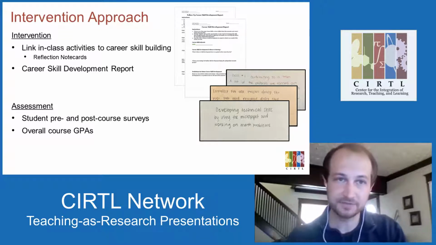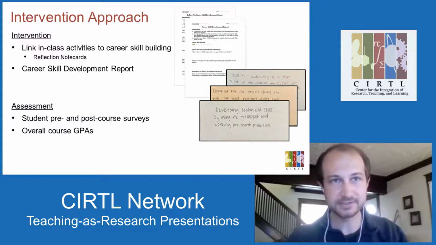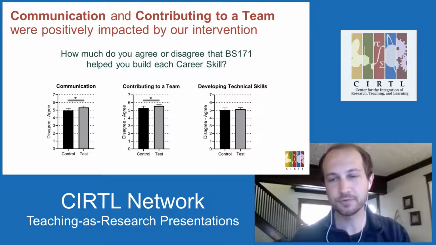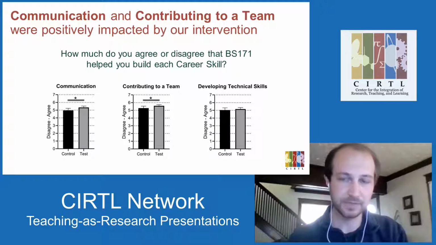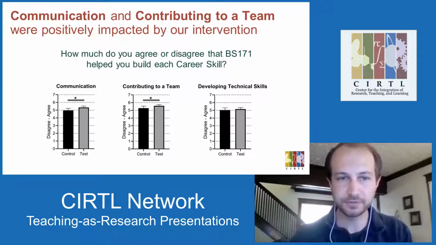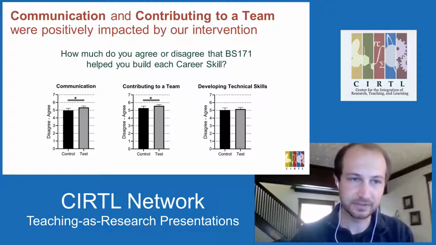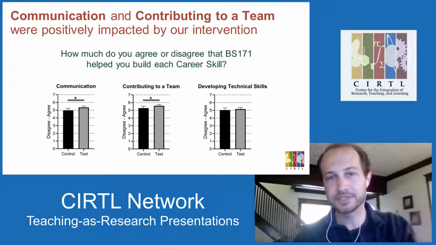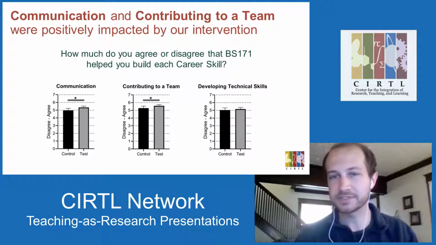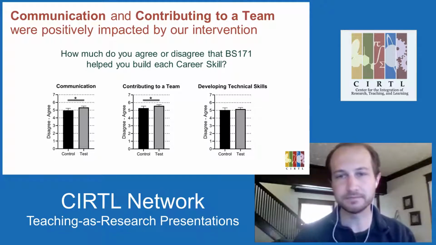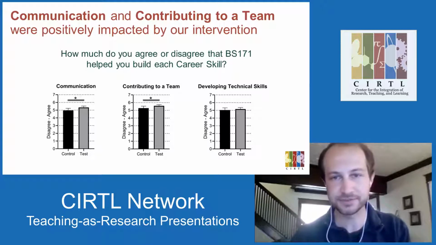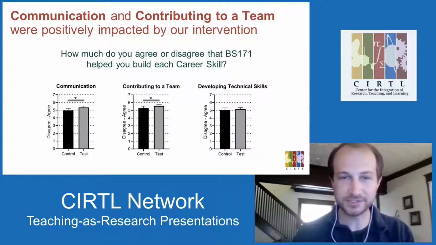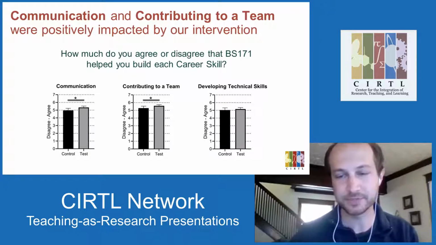So some of the results that we had from that: out of the 16 career skills, communication and contributing to a team were positively impacted by our intervention. These surveys were set up on a Likert scale, and between our control groups or comparison sections, I'll get the laser pointer out here, we saw an increase in our intervention sections where they saw themselves building in communication and contributing to a team. However, all the other skills didn't really see a large bump in proficiency for the students. So it's nice to see that our intervention was providing some benefit for the students in this way.